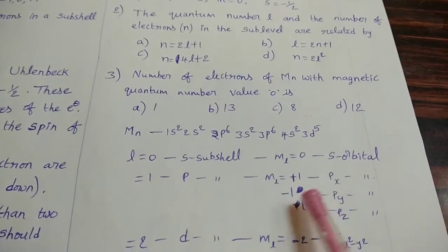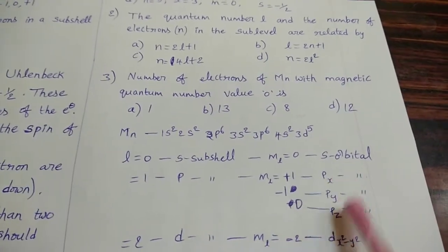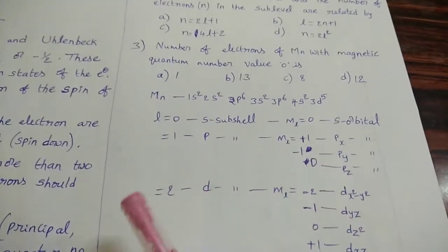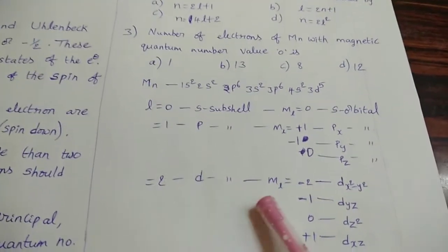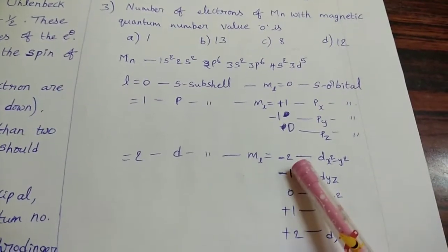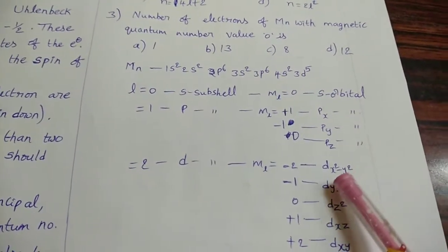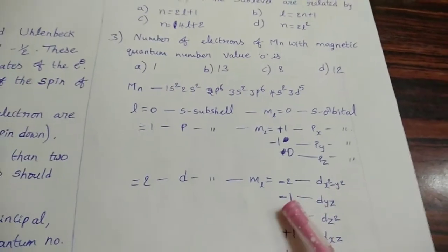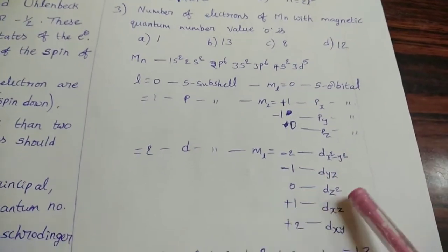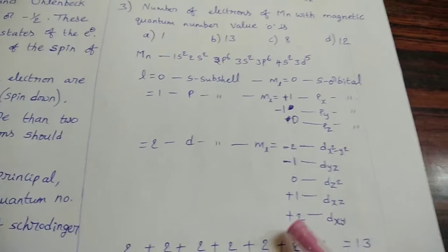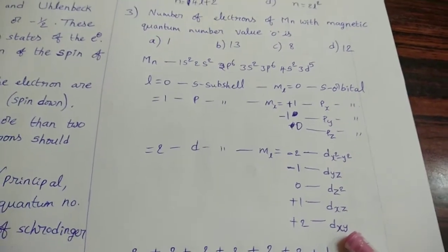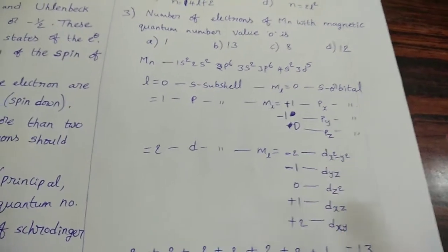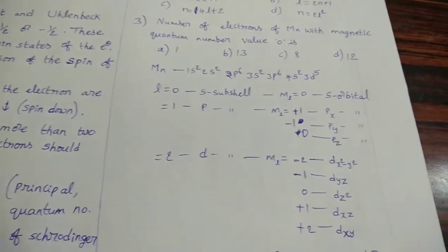These plus 1, minus 1, 0 are fixed values for these orbitals, remember carefully. Okay, next, l equal to 2, d subshell, magnetic quantum number values minus 2, dx square minus y square. Remember, this is not minus, this is a hyphen. Minus 1, dyz, 0, dz square, plus 1, dxz, plus 2, dxy. So these magnetic quantum number values for these orbitals are fixed. We have to remember. Okay.